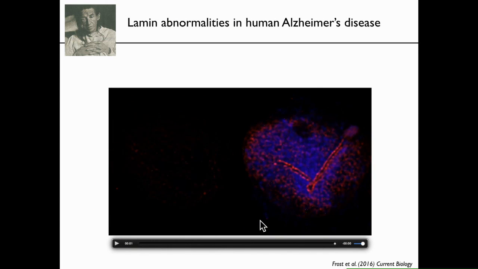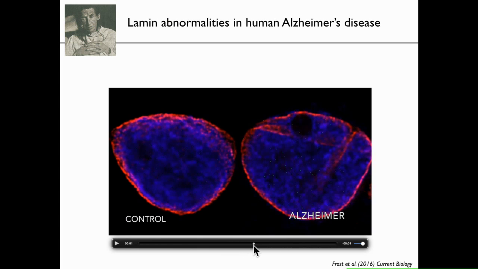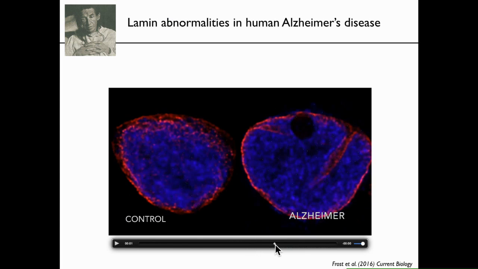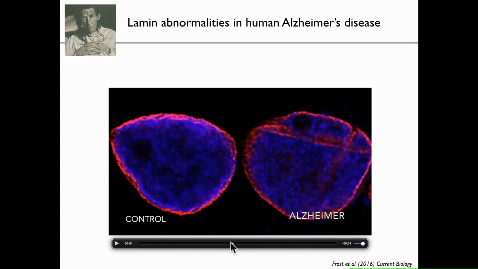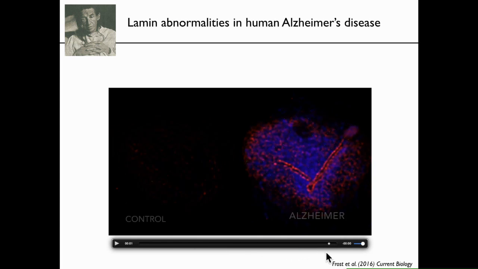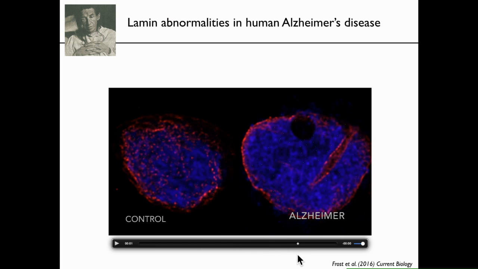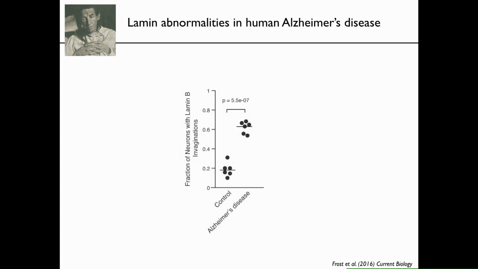Slow it down. On the right is a nucleus from an Alzheimer's disease neuron, and you can see the tunnels coming in to the nuclear interior. I see this in about 60% of neurons in the Alzheimer's disease brains. I only see it in about 20% of the neurons in control brains.